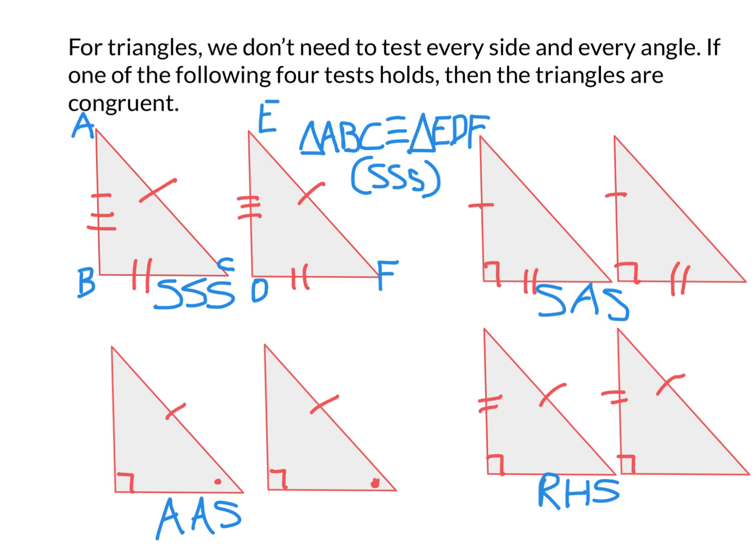And the last test is RHS. That means you have 2 right-angled triangles, their hypotenuses are equal, and another pair of sides is equal. I did these diagrams deliberately because a lot of people think if you have right-angled triangles, it must be RHS.